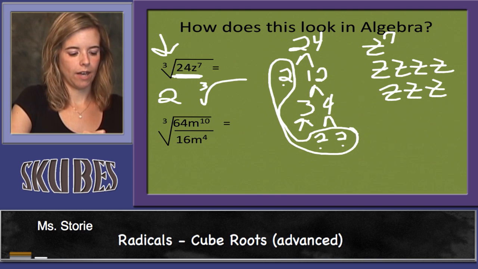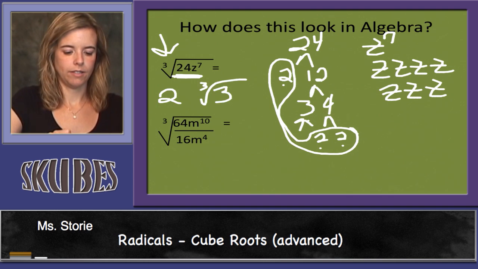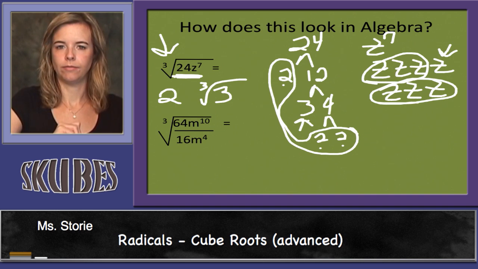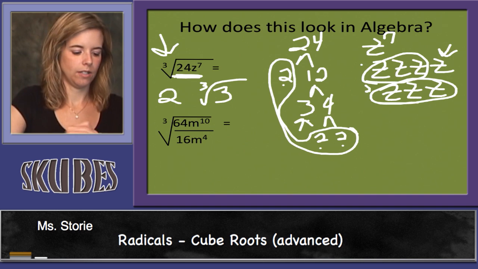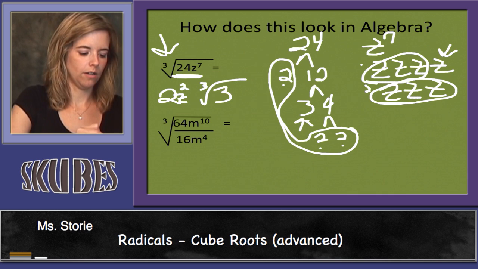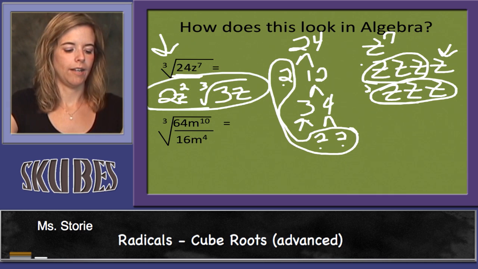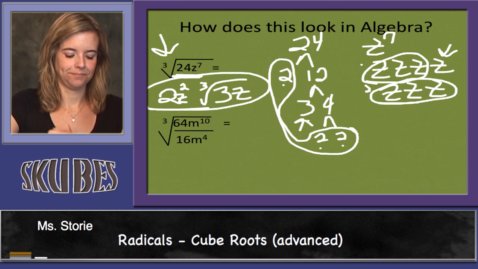And then for cube root, I have a 3 left over. See how many z's? 3 of them, 3 of them, and a lonely one. So I have 2 pairs of z's, so it's coming out as z squared, and I have 1 z left over. So that would be your answer. And naturally, you go back and double check.